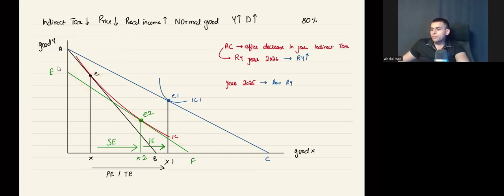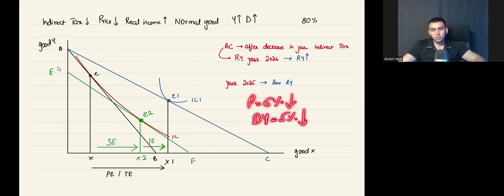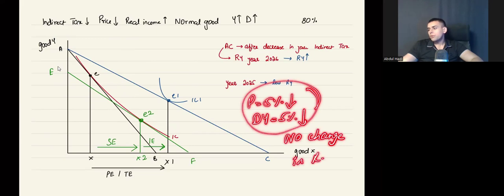Now, listen very carefully. EF is a budget line which represents that if your price level for good X is falling, keeping your real income unchanged, which means that if your price level is falling by 5% and at the same time your disposable income also falls by 5%, there will be no change in your real income.